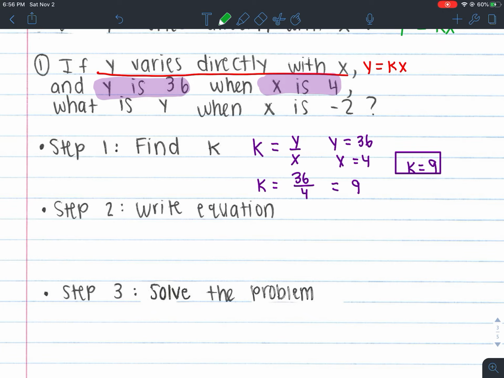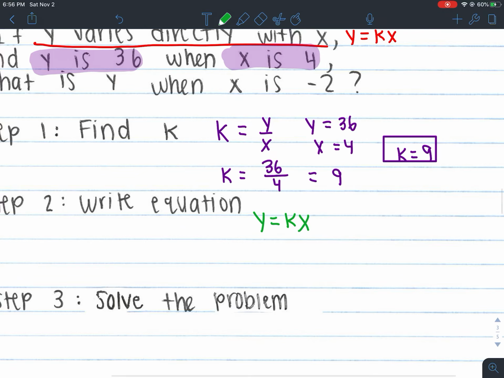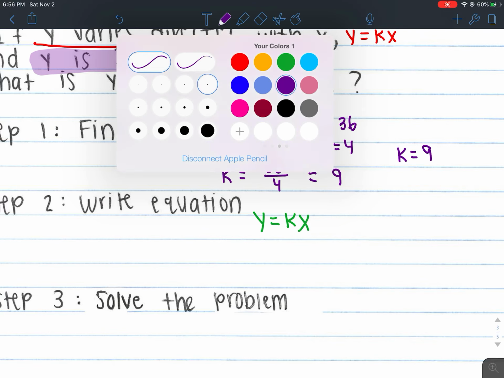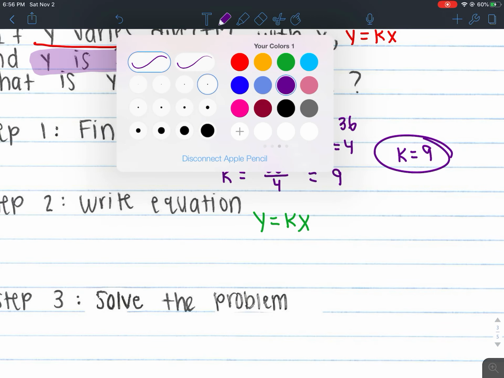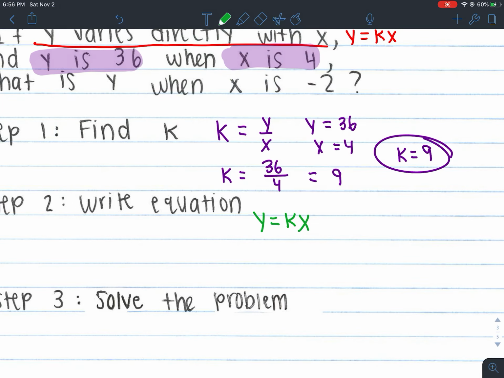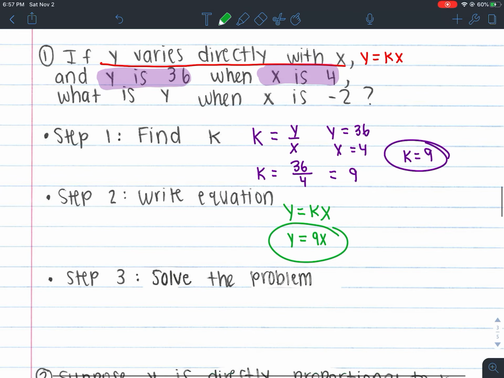The second step is write the equation. Remember, direct variation looks like y equals kx, right? So it's just like if I give you y equals mx plus b, I want you to plug in the slope and the y-intercept. So what did we just find? We found our k value. And I don't like how Notability changed my box or my square and my circle into like a rectangle. So anyways, our k value was 9, so let's go ahead and write the equation for that. That would be y equals 9x. Okay, so that's my equation.